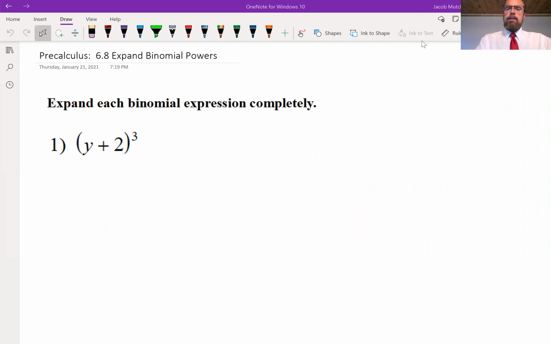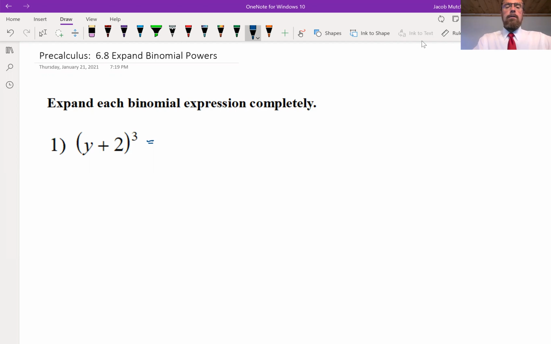I can see definitely that this is a binomial because in my parentheses I have two terms connected by addition or subtraction. So that's where the binomial part comes in. And then I see that I also have a power, in this case, power of 3. And so when I say I'm trying to expand a binomial power, really I'm trying to take this y plus 2 and I want to multiply it out.